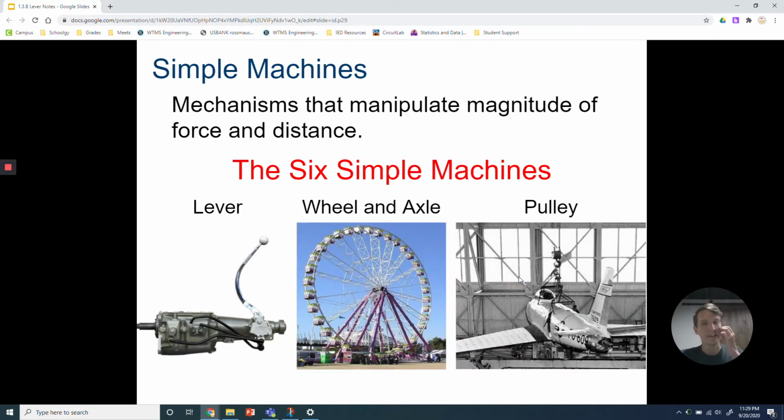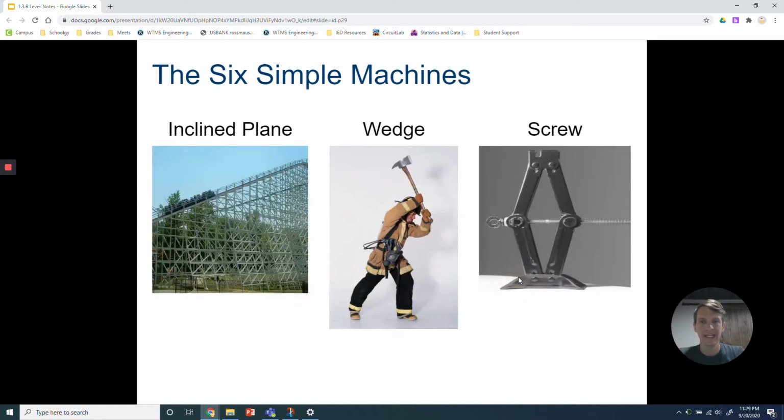So the 6 simple machines are levers, wheel and axle, pulley, inclined plane, wedge, and screw. We're going to mostly focus on the lever and the wheel and axle, and really a lot of these simple machines are just different levers hiding in different forms.